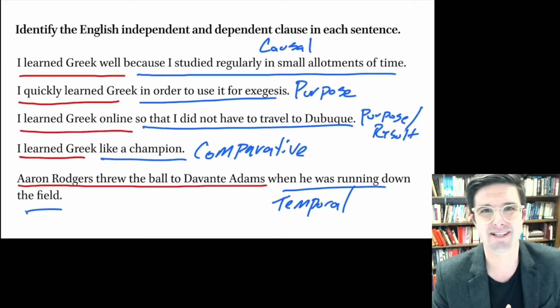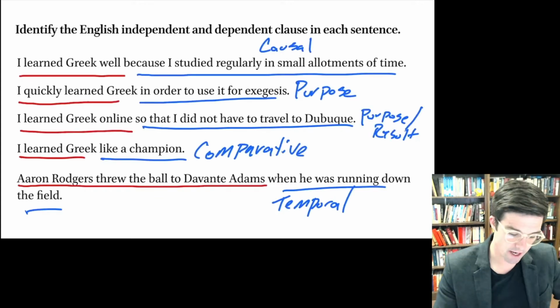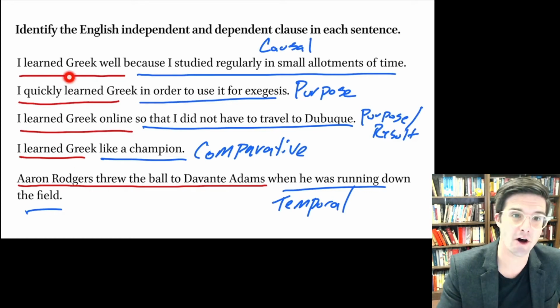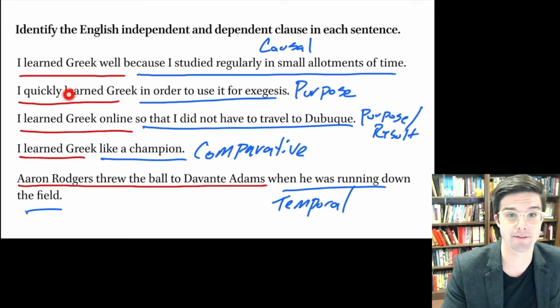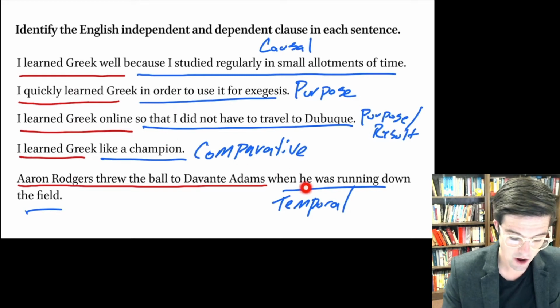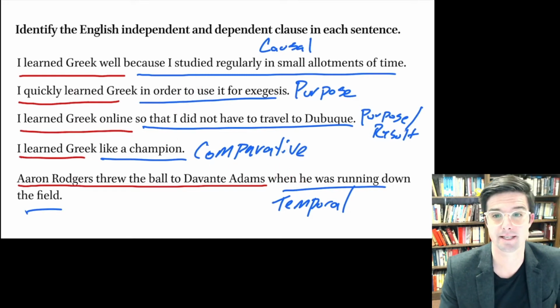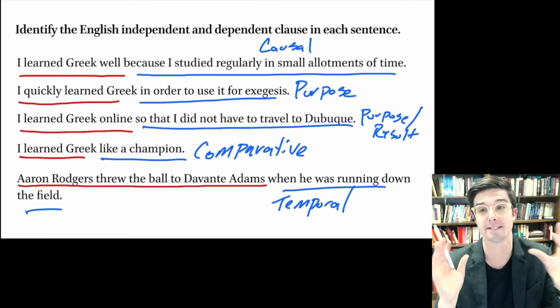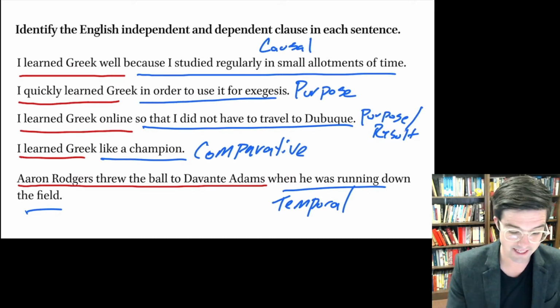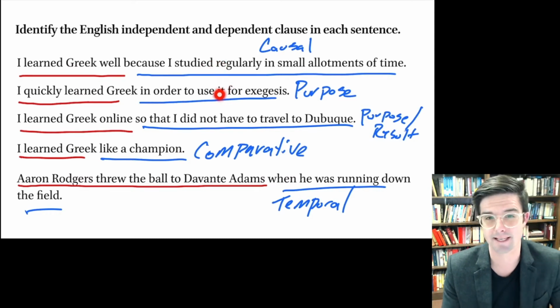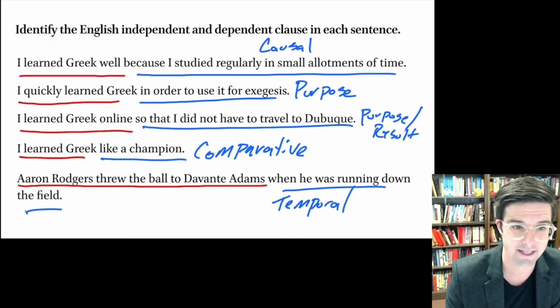All right, so here is each of these English sentences marked with their independent clauses all coming in the first part of the sentence and their dependent clauses all coming in the second part of the sentence, marked in blue. And I should note that this is not always the case, that a dependent clause does not necessarily come second in a sentence. It can come earlier in a sentence.